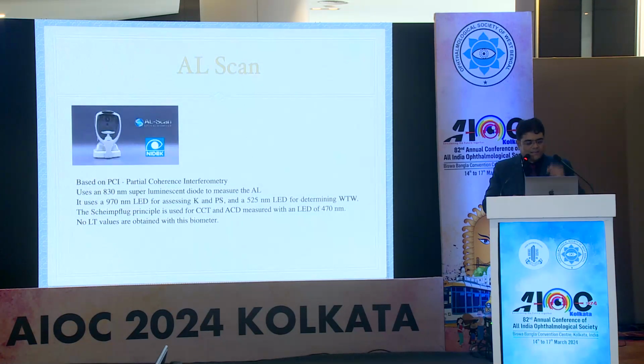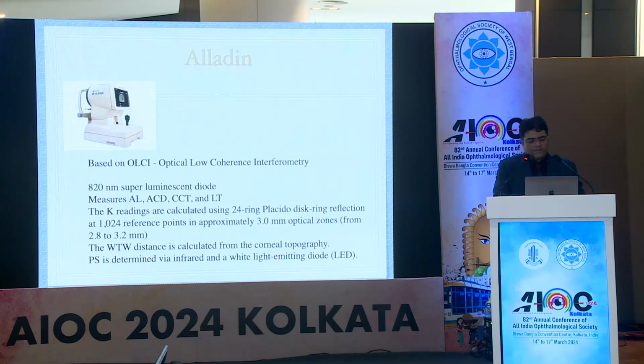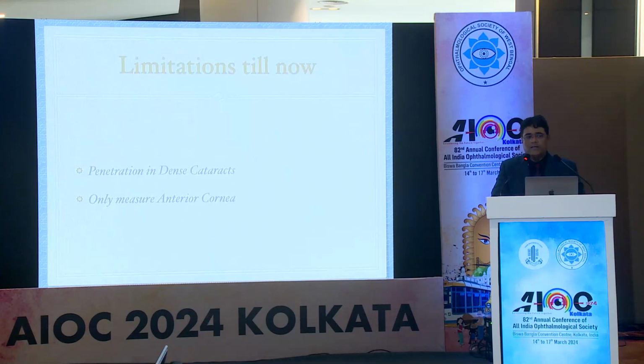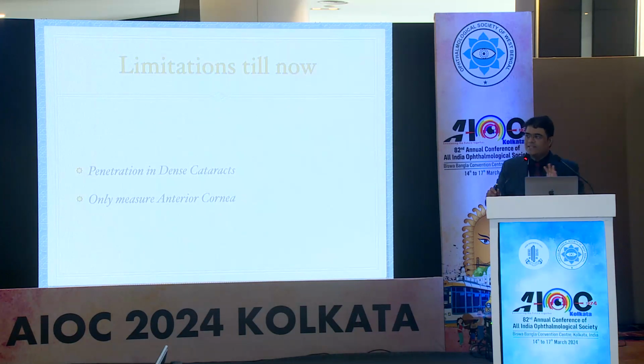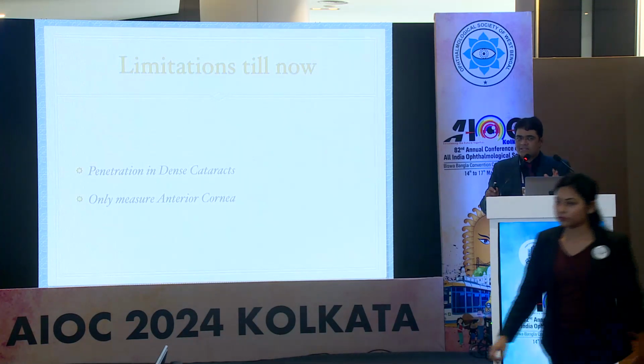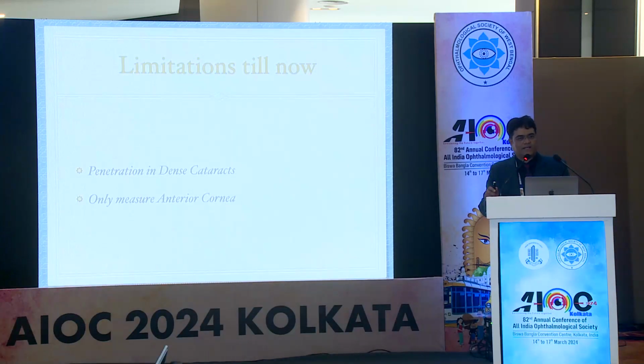After that came the AL-Scan, which was again based on partial coherence interferometry. So different principles were used in different instruments. Then came Aladdin, which was based on optical low coherence interferometry. Till now, axial length and all parameters were taken care of, but the limitation in these instruments was penetration in dense cataracts. They were not able to penetrate through posterior subcapsular dense cataract or mature cataracts, and they only measured anterior corneal curvature.